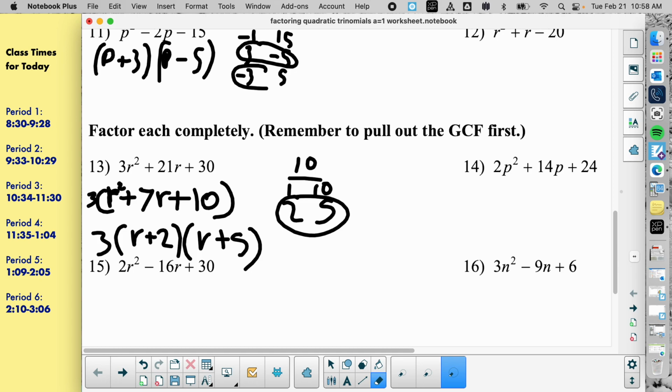So if you can take a common thing out first, you do the rest of the problem like normal, but that common thing just stays out front for the final answer. That's the only difference.